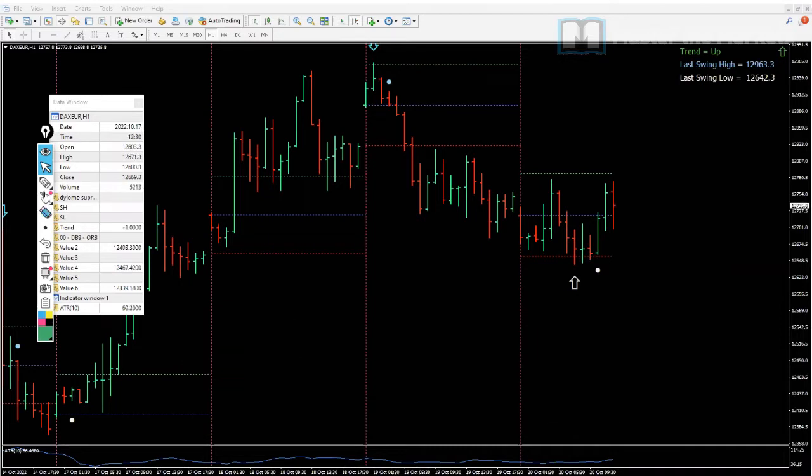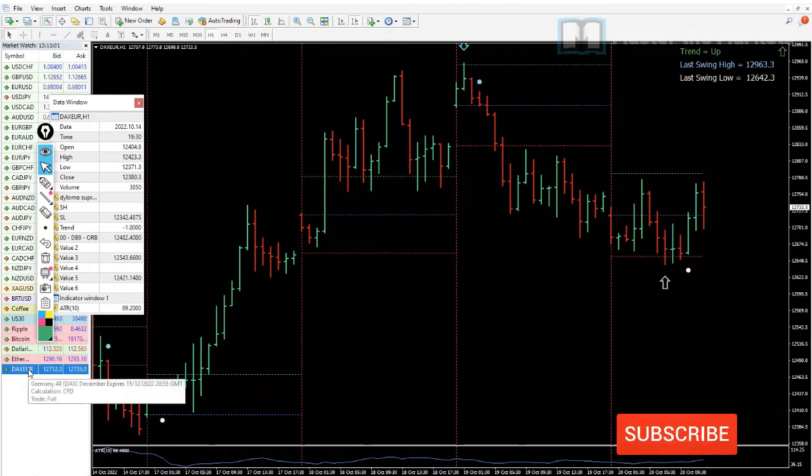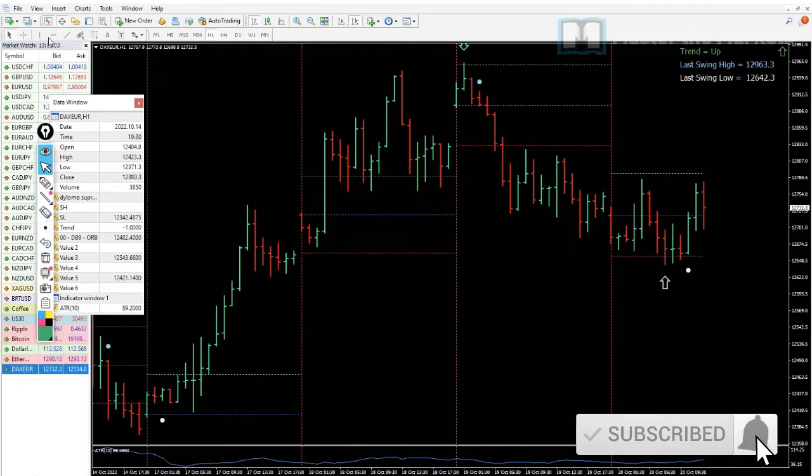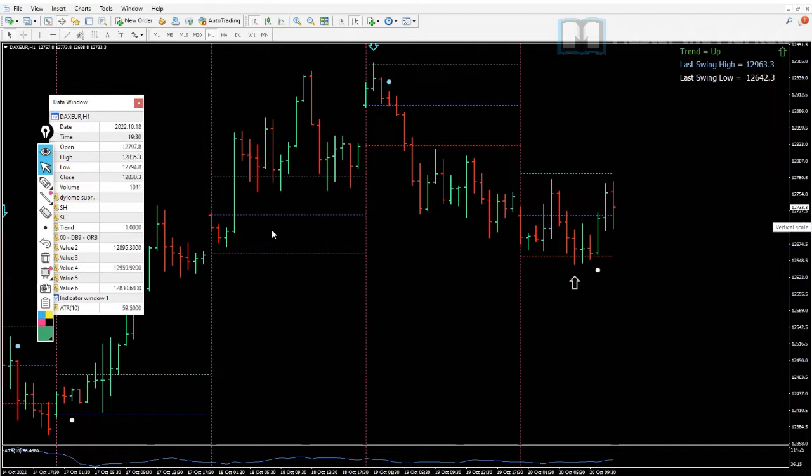So here you are traders on the DAX futures contract. Now let me just show you that. So that is the December contract that is going to expire on the 15th of December, German 40 DAX. This is what I'm looking at on the CFD contract over here. Currently, the price is at 12,732.